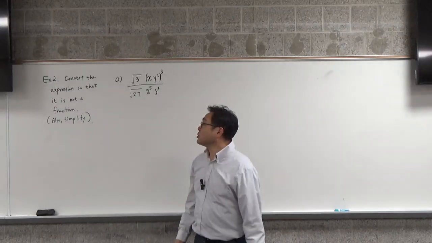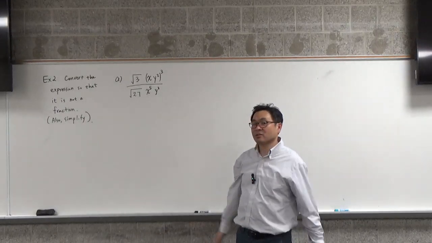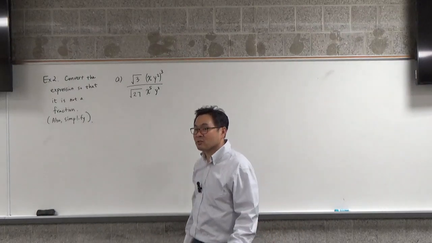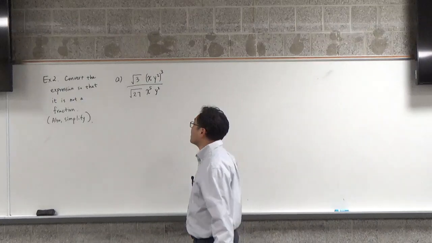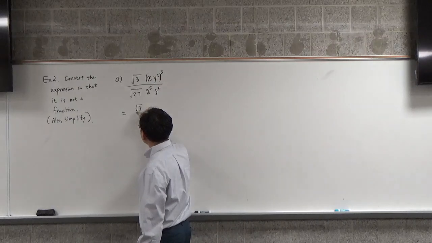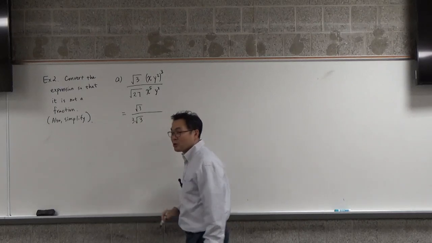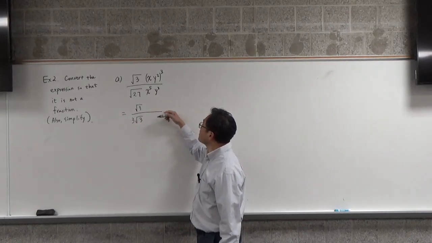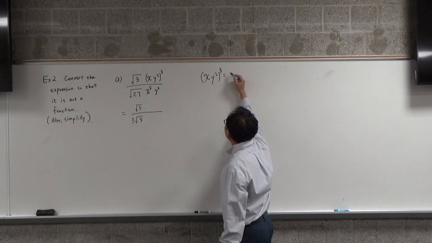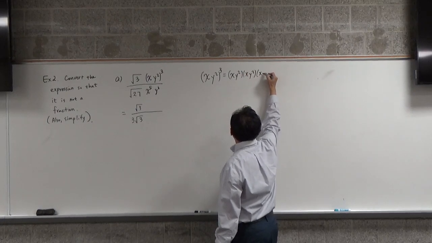Okay, so let's think about this question. We have some expression with x and y. It's a fraction. The question is asking you to simplify this, but also express the answer as a non-fraction. How do you make that work? Well, first of all, let's use something that we just learned a moment ago, that square root of 27 is 3 times radical 3, so that square root of 3 will cancel. What is this xy squared to the third power? Well, this is like xy squared times xy squared times xy squared.